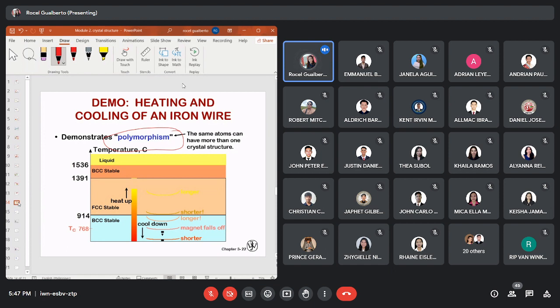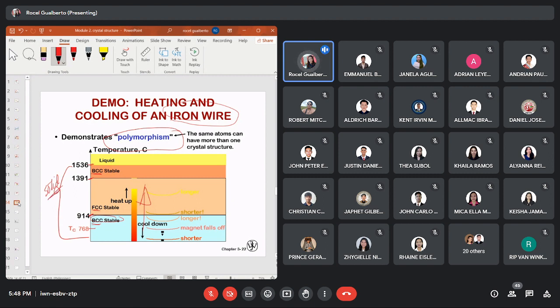For example, you heat or cool an iron wire. You have your iron wire and you heat it up. At 768, you see that its crystal structure is BCC. But when it reaches 914, it becomes FCC. So it changed its crystal structure. At 1391, it becomes BCC again. And when it reaches 1536, that is where it melts, so it is in a liquid phase. Up to 1536, it is in its solid phase.